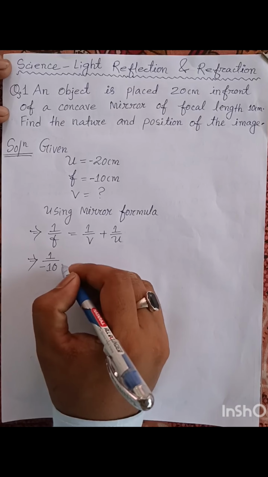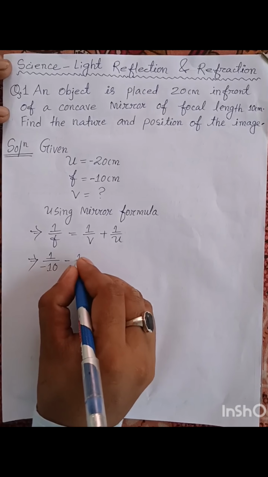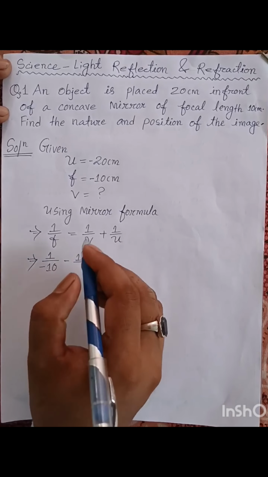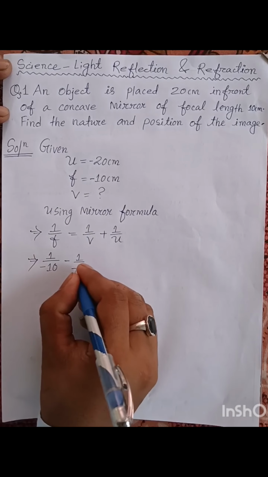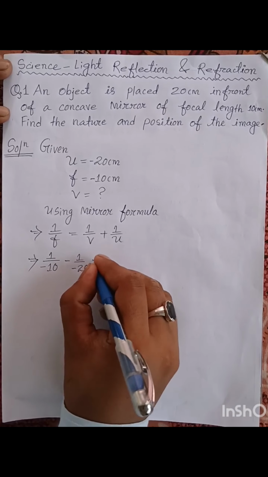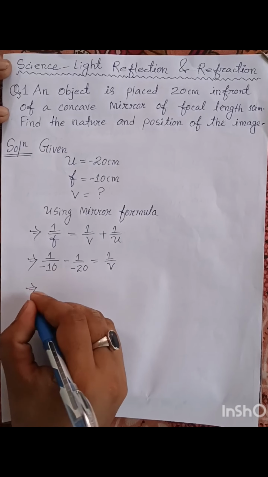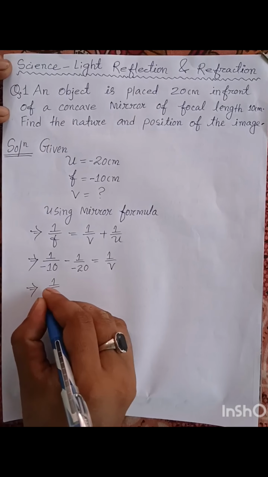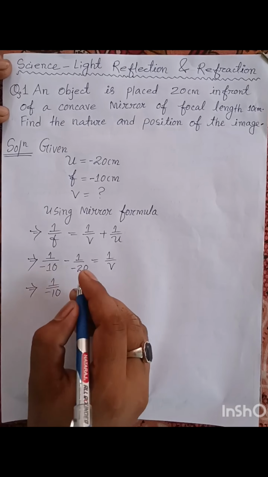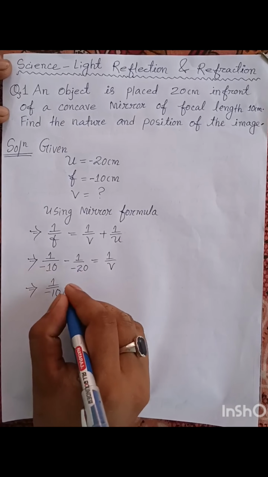If I bring it to the left hand side, then it becomes minus 1 by u. So u value we know is minus 20, so write here minus 20 equal to 1 by v. So 1 by minus 10, minus minus will change into plus 1 by 20 equal to 1 by v.